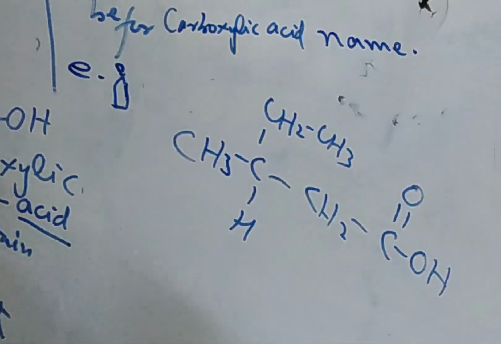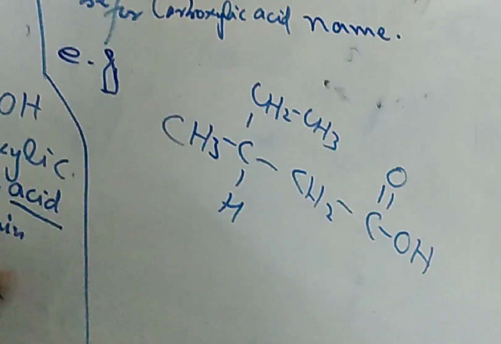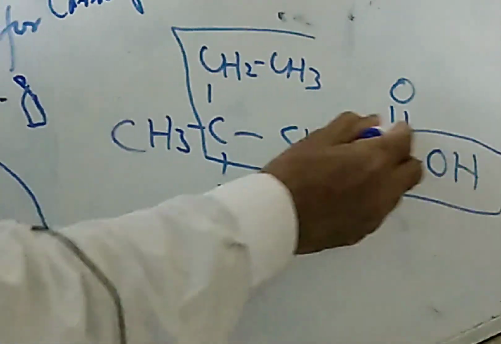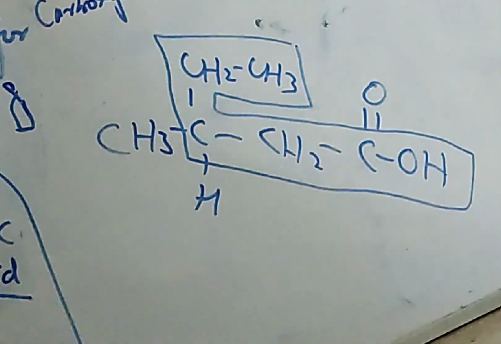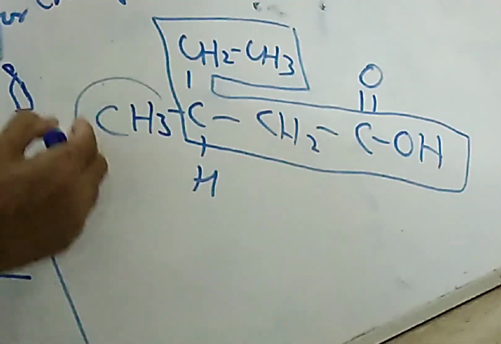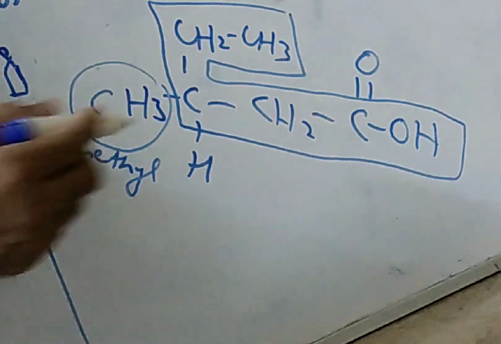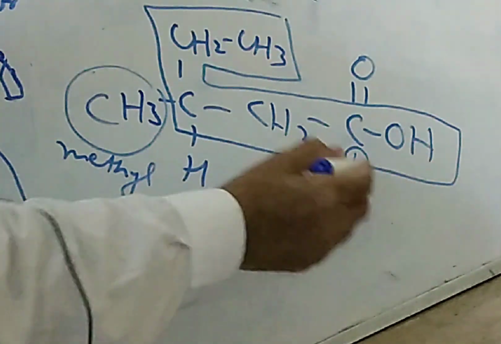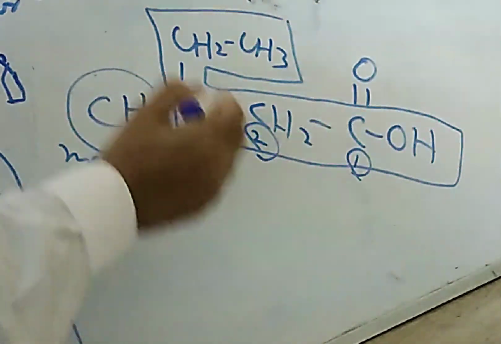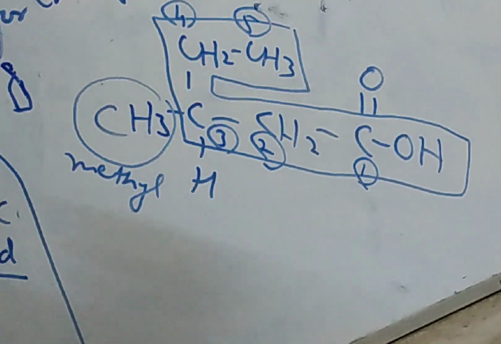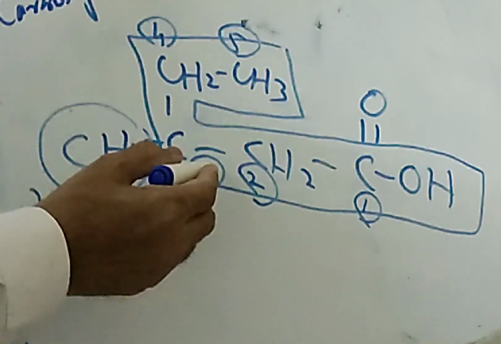this is the compound. So in this case, the longest chain: 1, 2, 3, 4, 5. So this is the longest chain, that is the 5 carbon. Now this is the methyl group which is attached outside the parent chain. So the numbering should be from this side because it is the first, second, third, fourth, and this is the fifth position. Now according to the rules, methyl is attached at 3 position.